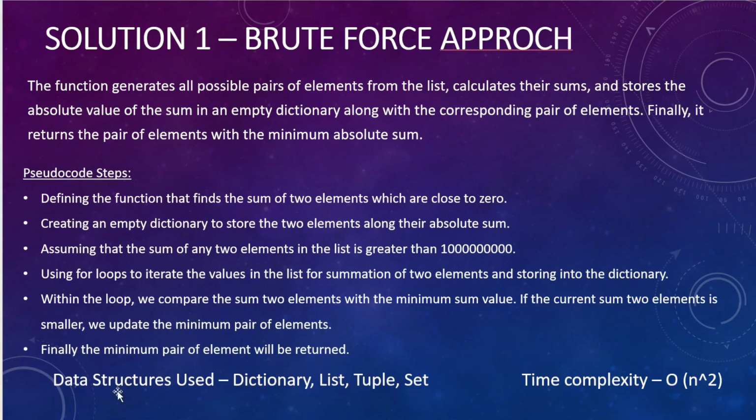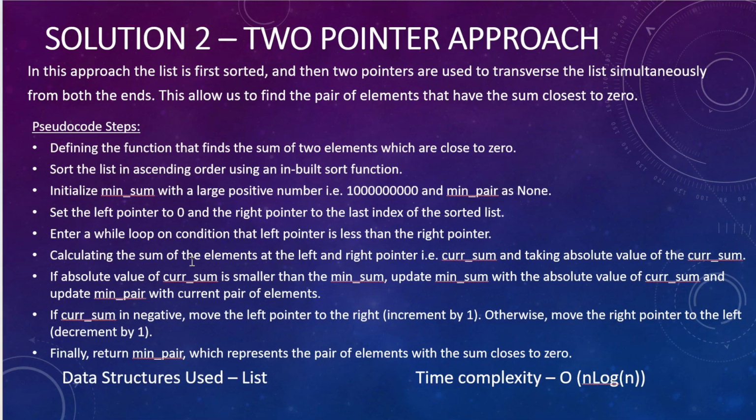Now here, the data structures used are dictionary, list, tuple, and set, and the time complexity is order n to the power 2. Coming to the second approach, which is the two-pointer approach. In this approach, the list is first sorted, then two pointers are used to traverse the list simultaneously from both ends. This allows us to find the pair of elements that have the sum closest to 0.